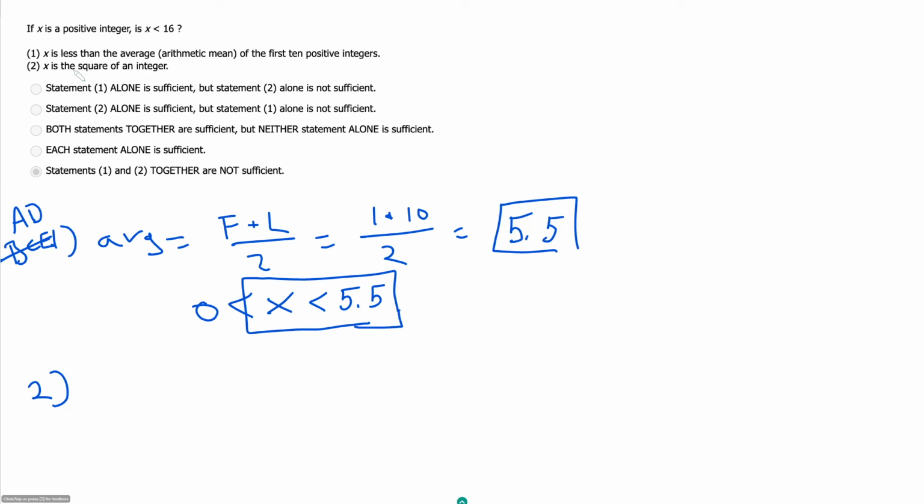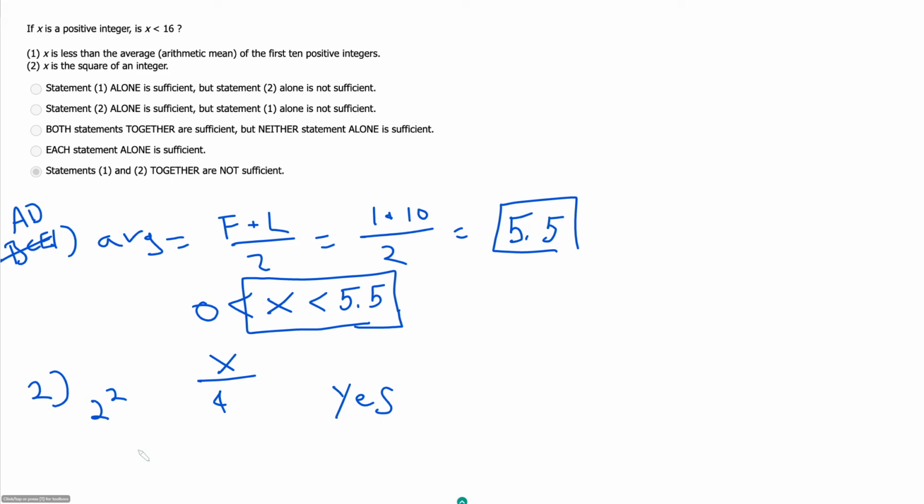Statement 2: x is the square of an integer. Okay, so what is that telling us? We want to know what x can be, so we've got to find some integers to square. So x can be 2 squared, which is 4. And that would give us a yes to our question because 4 is less than 16.